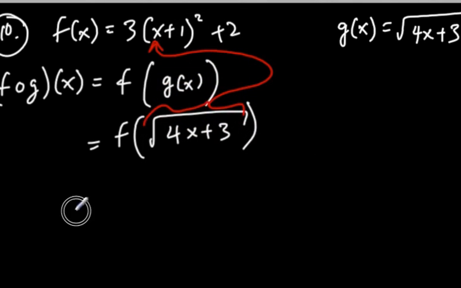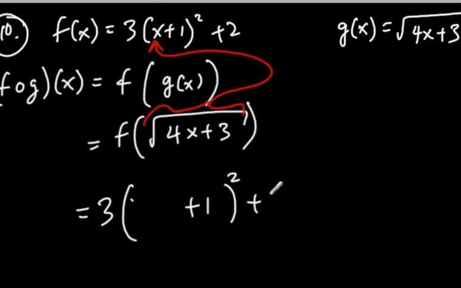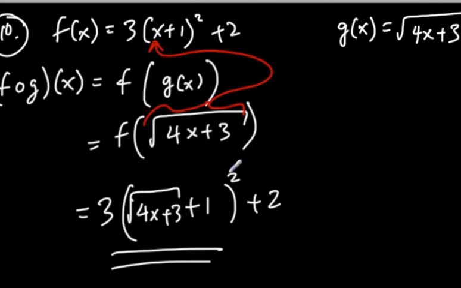And so this equals 3 times something plus 1 squared plus 2. What is that something? It's simply the square root of 4x plus 3. Now, like I said before, if you square a square root, it just ends up being the expression under the root. I would not normally give a question like this, so we can just leave it like that.